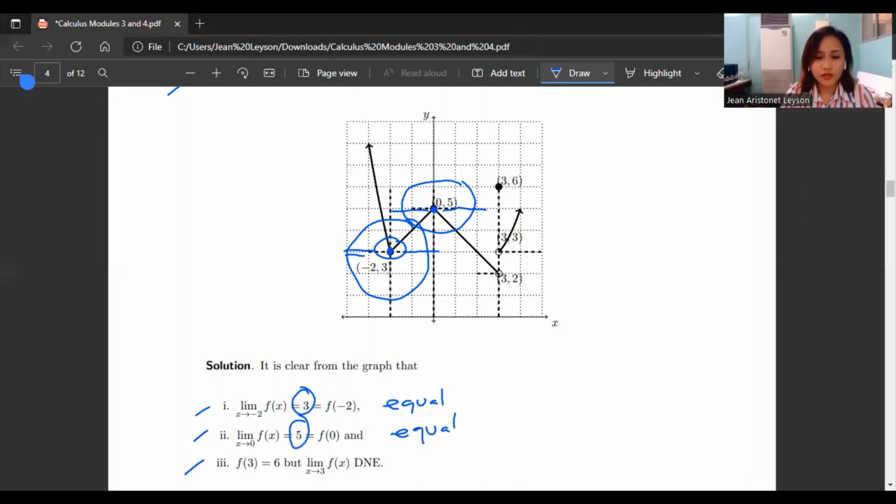Third one, the limit of the function as x approaches 3. From the left, it's 2. From the right, it's 3, meaning the limit does not exist. And at 3, this one, f of 3 is equal to 6. So the limit of the function as x approaches 3 and f of 3 are not equal.